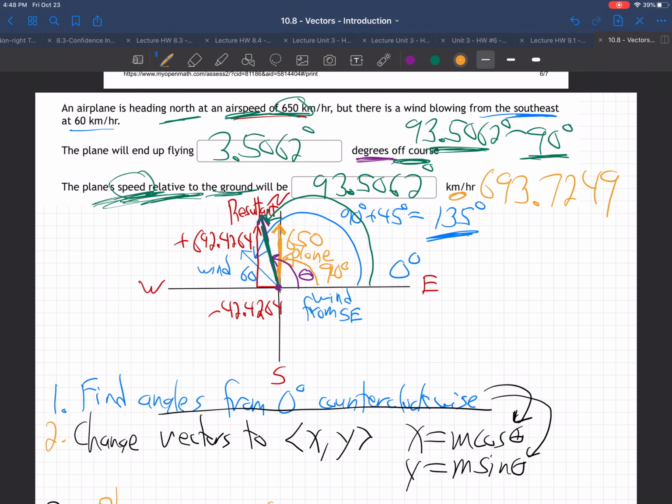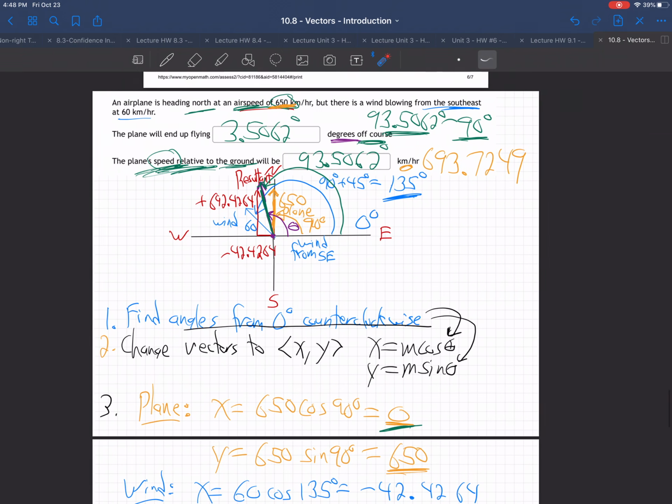So in other words, the wind speeds him up a little bit, right? He was doing 650 straight north. That's what his engines were pushing through the air. But then the wind blew up to the left, so that sped him up a little bit and pushed him a little left of straight north, left by 3.5 degrees, and sped him up to 693 kilometers per hour. So that's pretty complex.